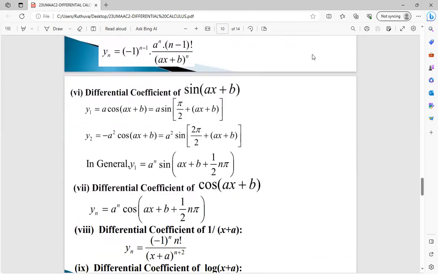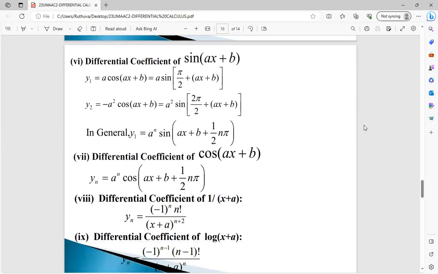Next, fourth one. Similarly, for trigonometrical functions, some of the formulas are situated here. y_1 equals a cos(ax+b), that is a sin(pi/2 + ax+b). Similarly, generalizing that term, next cos(ax+b). Eighth one is the differential coefficient for 1/(x+a), that is y_n equals (-1)^n n! / (x+a)^(n+1).